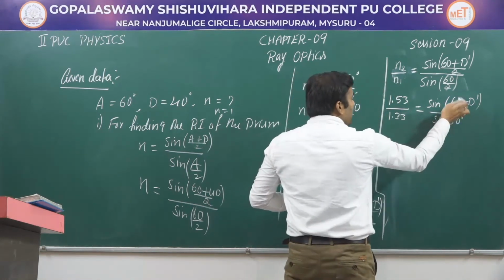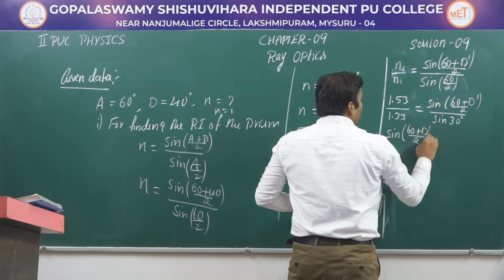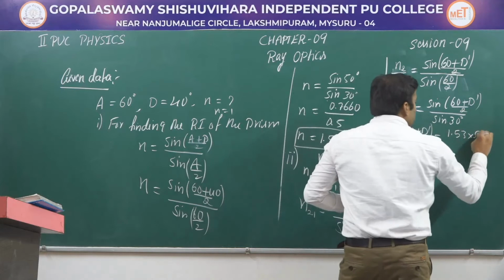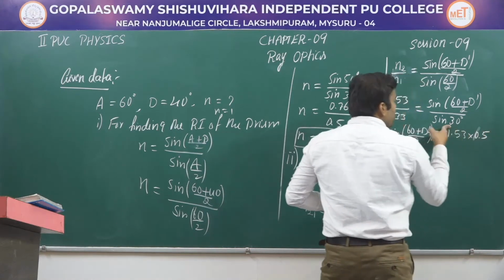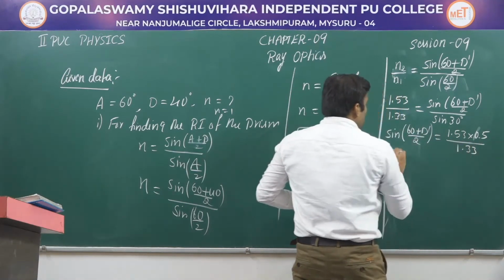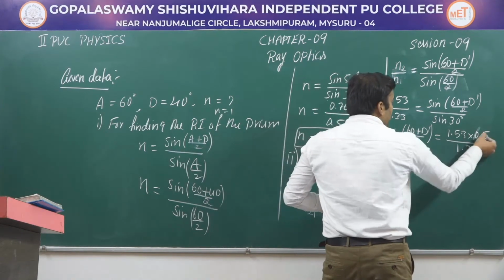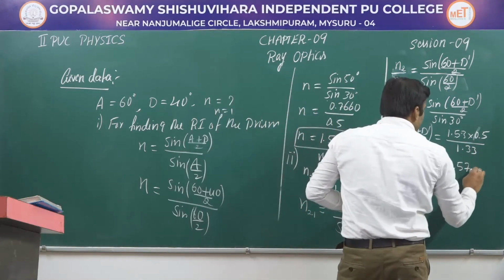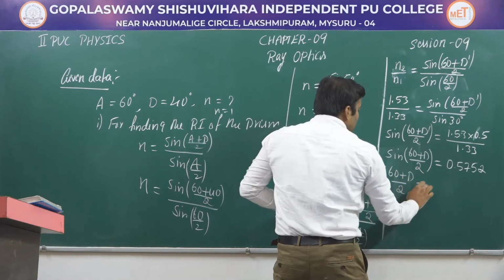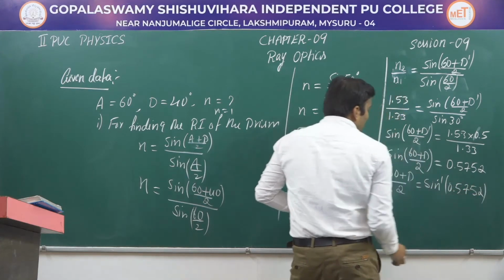Let us rearrange the terms. I will take this to the left hand side. So sine of (60 plus D dash) by 2 is equal to 1.53 into sine 30 goes to here. So sine 30, I will write it directly as 0.5, divided by 1.33. So sine of (60 plus D dash) by 2 is equal to, if I do this calculation, what you will get is 0.5752. Okay. So (60 plus D dash) by 2 is equal to sine inverse of 0.5752.